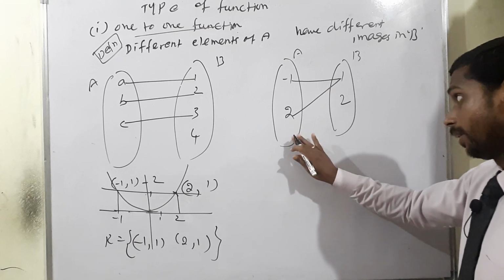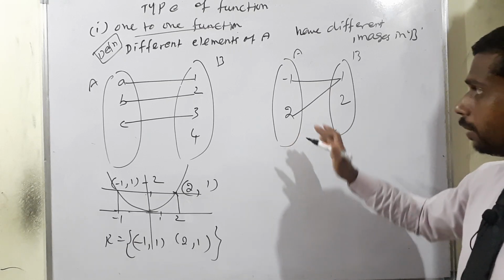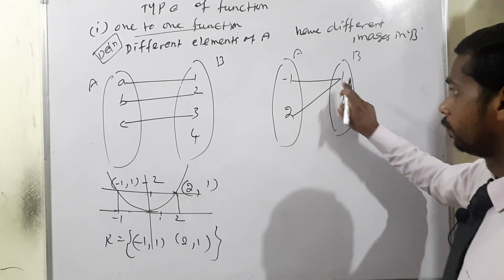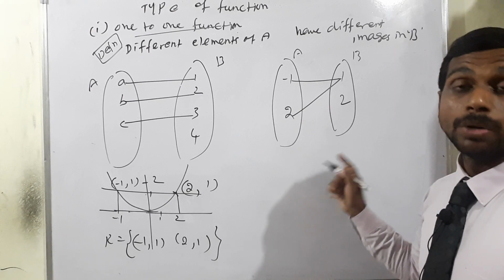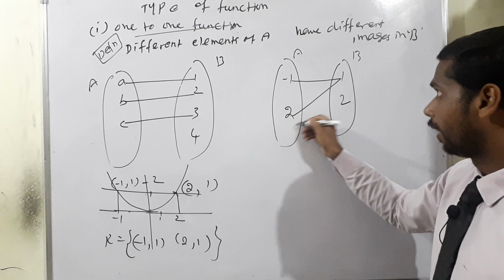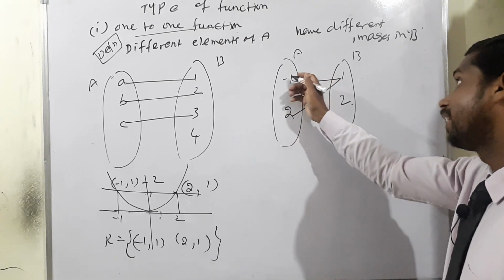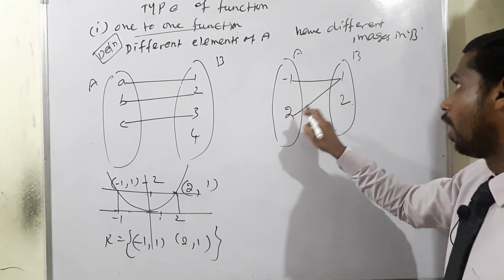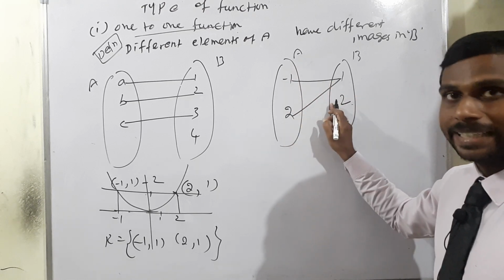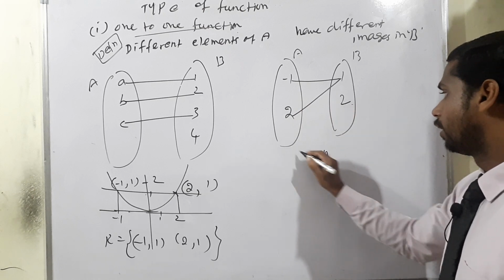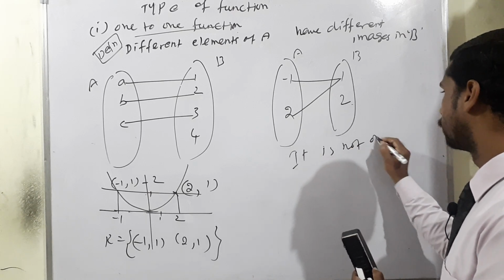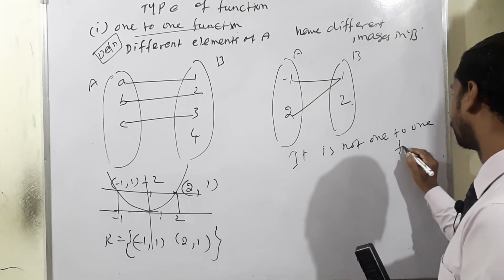So already we know it is a function, because child and mother means two children are possible for one mother. It is a function, but it is not one-to-one. Why? What is the meaning of one-to-one? Different elements should give different images. Here there are different elements, but we are not getting different images: minus 1 is not equating true, and 2 is also not equating true. So different elements, we are not getting different images, that's why it is not a one-to-one function.